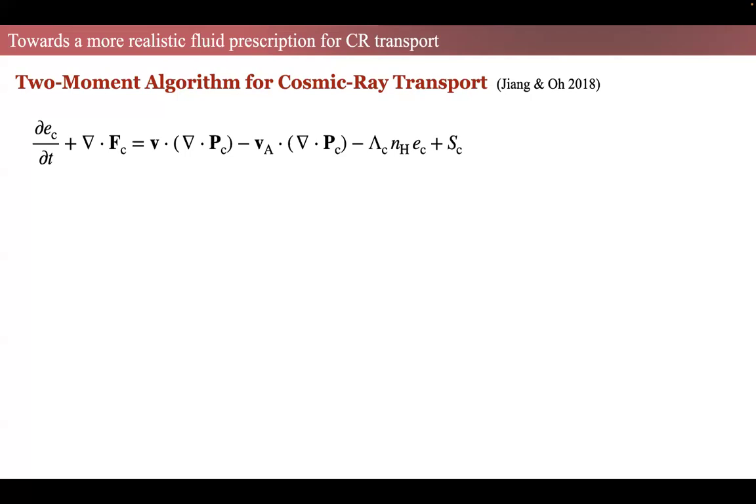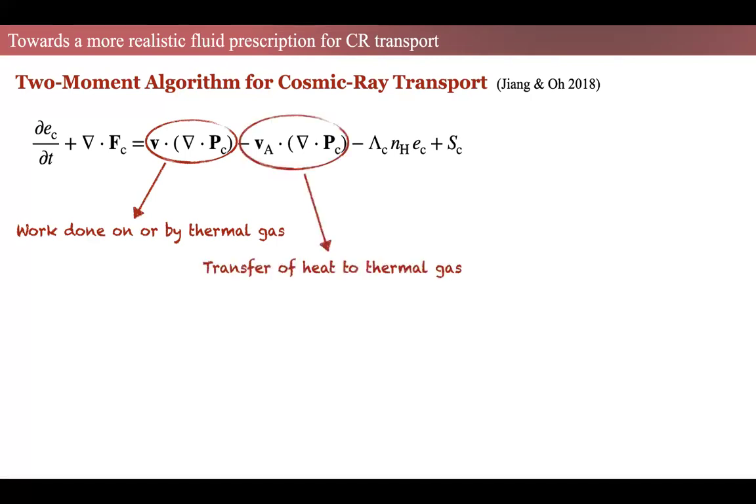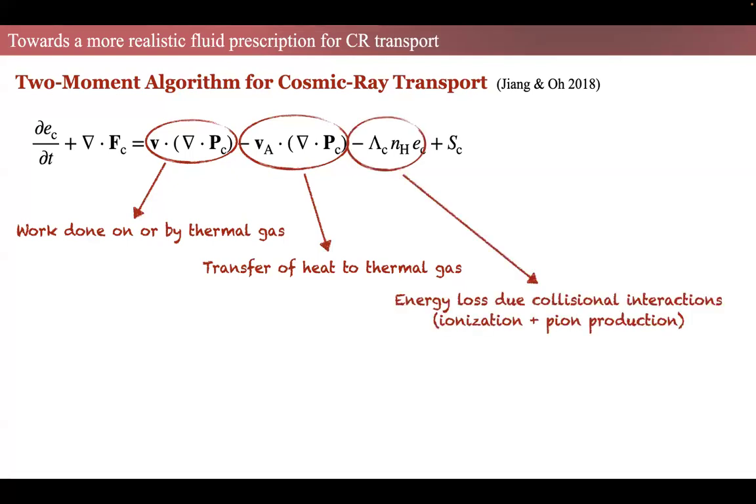The terms on the right-hand side are source and sink terms. For example, the first term describes the work done on or by thermal gas. The second term describes the rate of transfer of energy from the cosmic ray population to the gas via wave damping. The third term describes the rate of energy losses due to collisional interactions of cosmic rays with the gas.